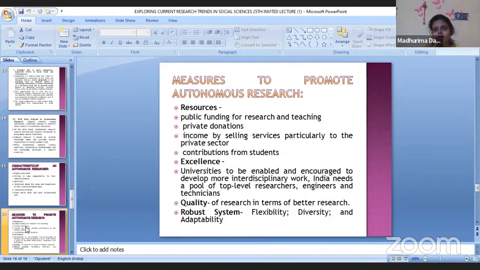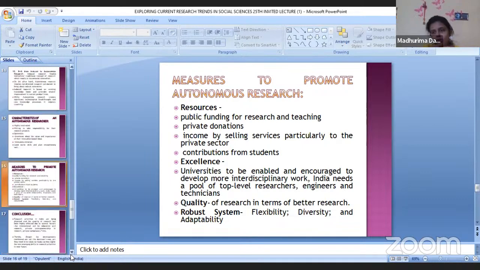Flexibility in the sense that research will become more transparent. Secondly, there will be diversified areas of research. And thirdly, adaptability. That means researchers will be able to adapt themselves to multidimensional, interdisciplinary or collaborative work. So these are the measures to promote autonomous research. So these are the 10 major ways by which there has been a paradigm shift, or by which research trends have emerged. There are new horizons of research.